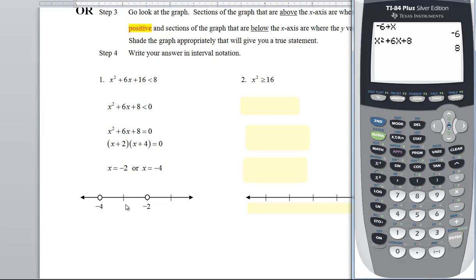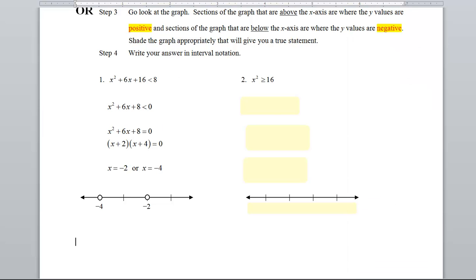So let's try this section. I'm going to put negative 3 in. Remember, we do not shade sections that do not work. So now I'm going to put negative 3 into the statement. So here I come back. Negative 1 is less than 0. And that's a true statement. So I need to shade in between negative 4 and negative 2.